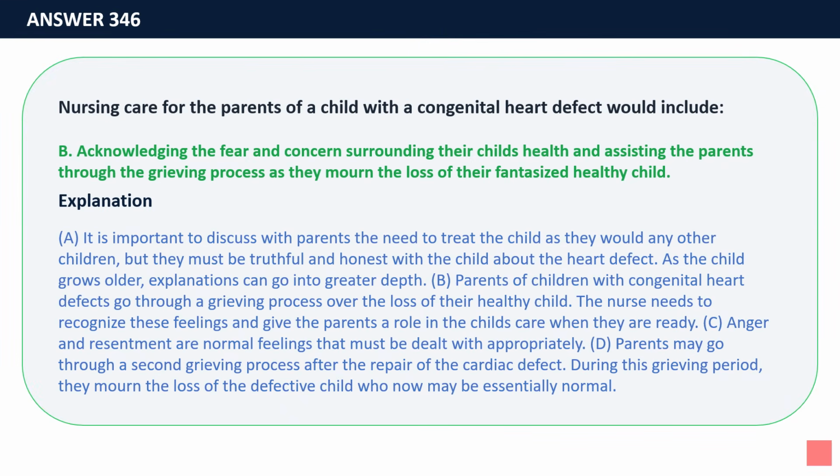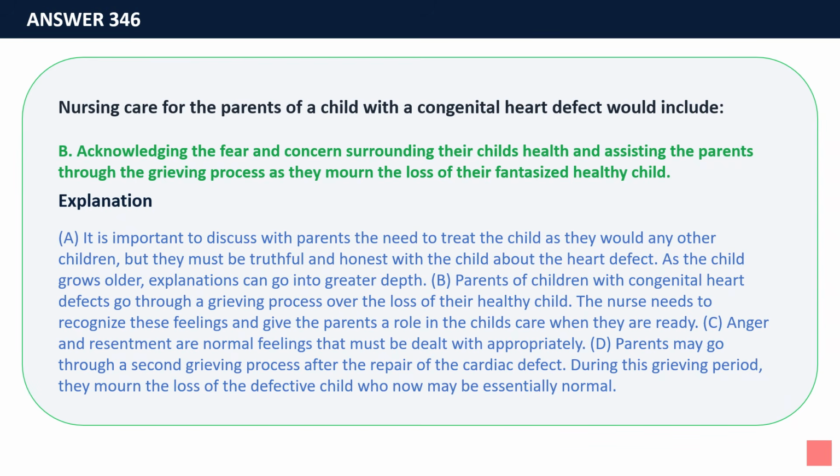Answer: B. Acknowledging the fear and concern surrounding their child's health and assisting the parents through the grieving process as they mourn the loss of their fantasized healthy child. Explanation: A. It is important to discuss with parents the need to treat the child as they would any other children, but they must be truthful and honest with the child about the heart defect. As the child grows older, explanations can go into greater depth.